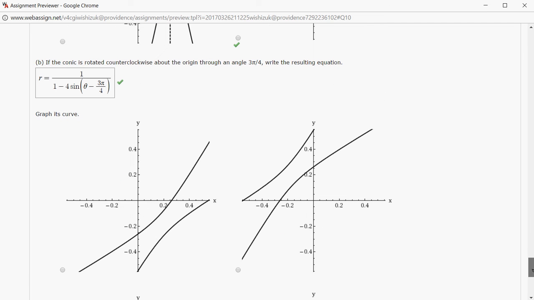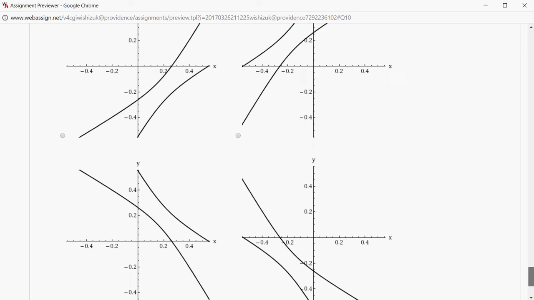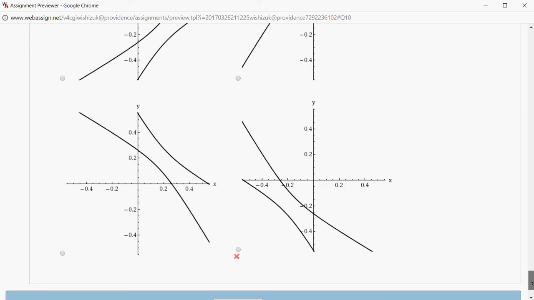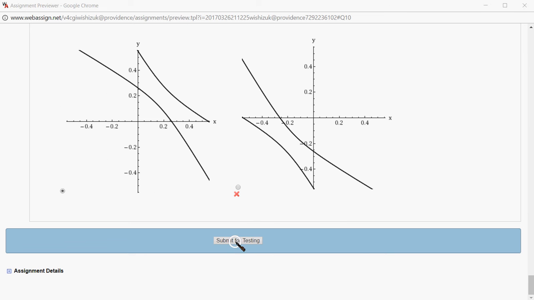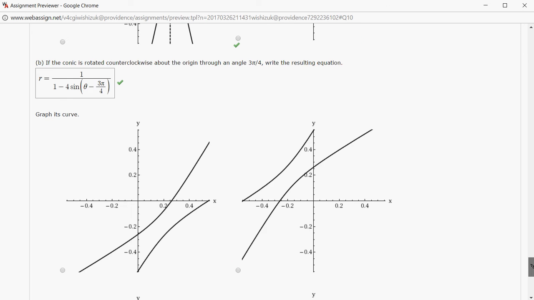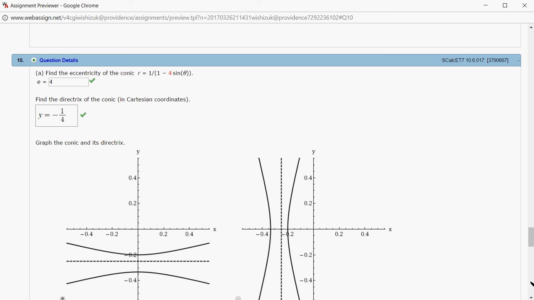Not this one, not the second one. The third one is definitely it. The fourth one is kind of similar, but the third one is going to be the one. So submit for testing. I came back and it looks like we got this one correctly as well. And that's it. I hope that this was clear.